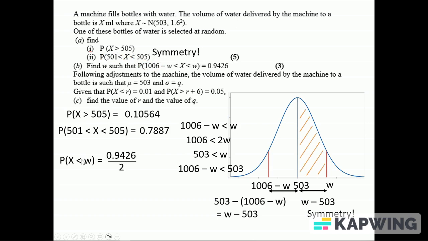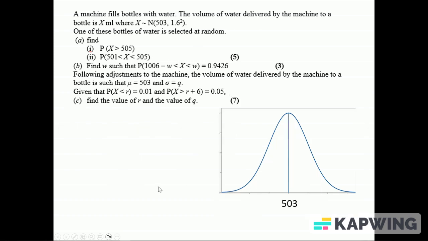Well, we've got the bit to the right of the mean, which is half of that 0.9426. And I also need the area to the left of the mean, which is all that area, which is just 0.5. I'll give you about 0.97. Now I can do the inverse normal to work out W with that area and 503 and 1.6.